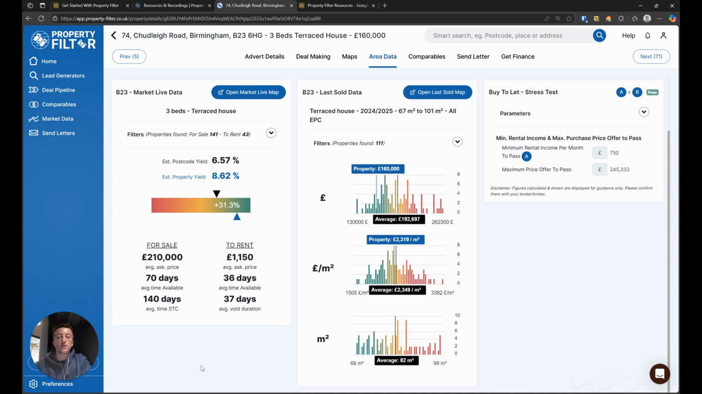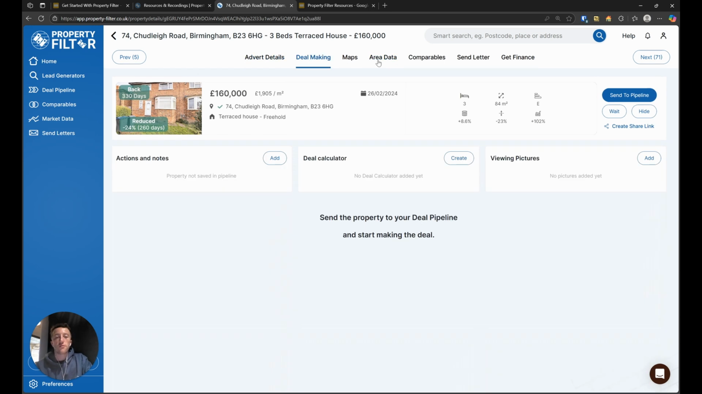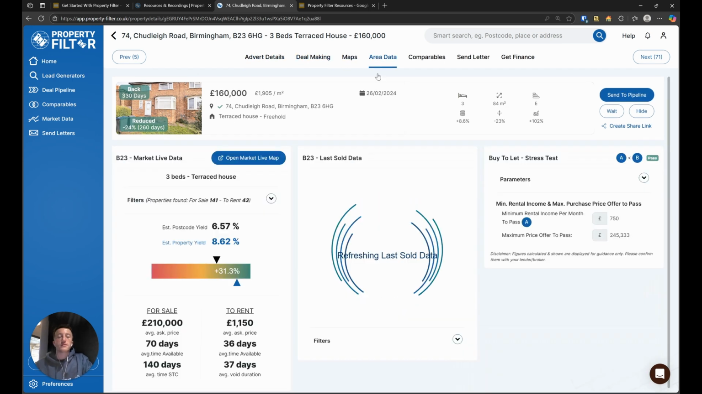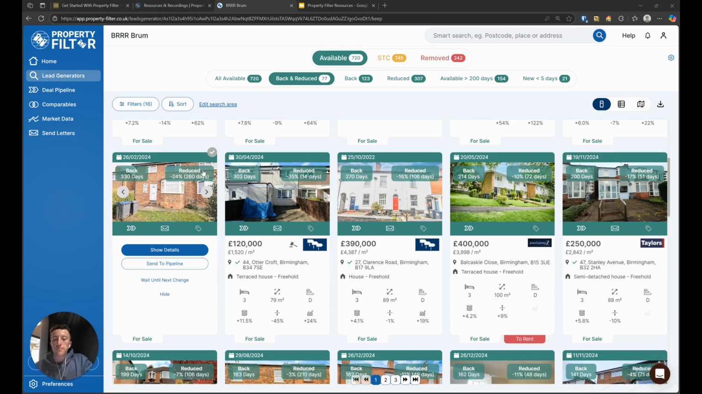And then also looking at the 43 3-bed terrace houses in B23 that are on the market for rent. Average asking price £1,150, taking 36 days to find a tenant, and landlords have an average of 37 days of voids throughout the year. So what we would encourage you to do is, using these first 4 tabs, you need to decide whether the property deserves more of your time. And so what I mean by that is, here we've got a few different options on the property.